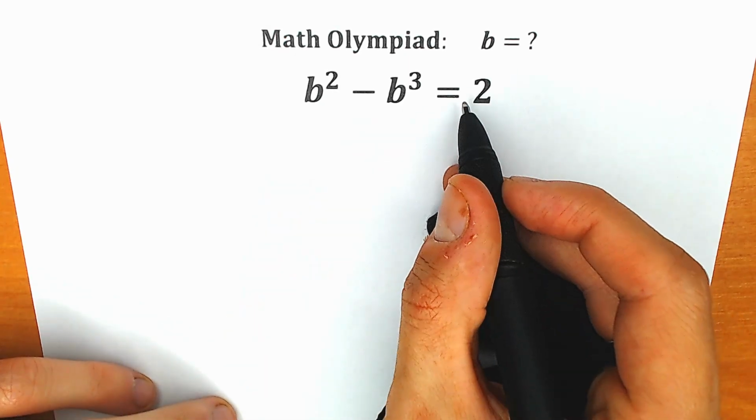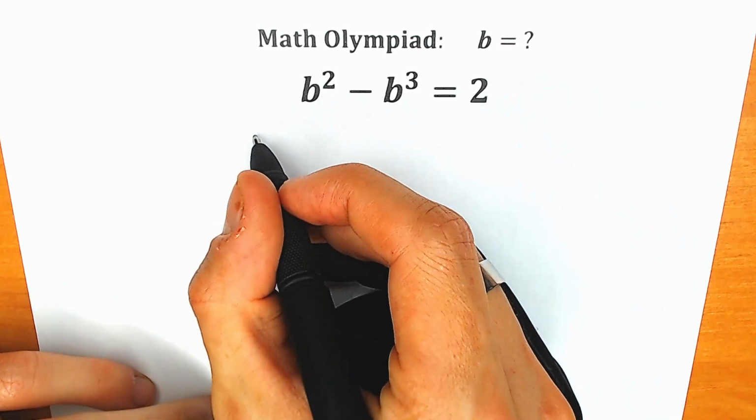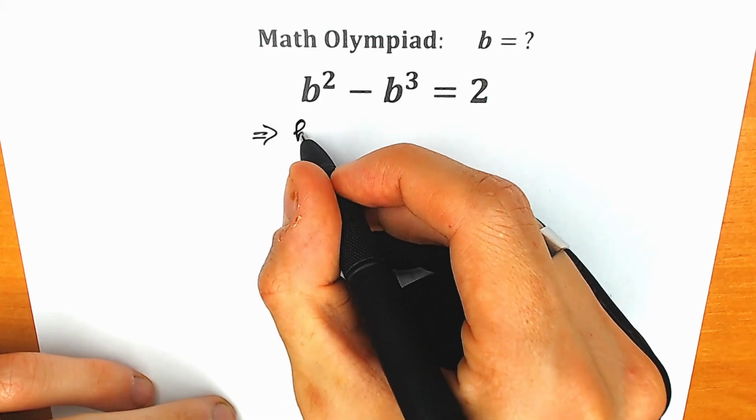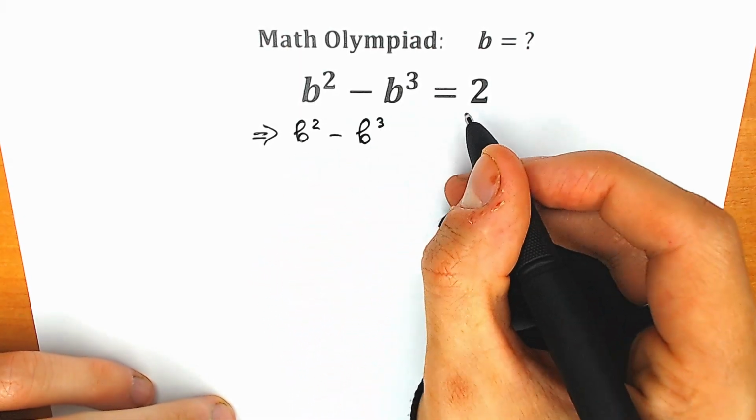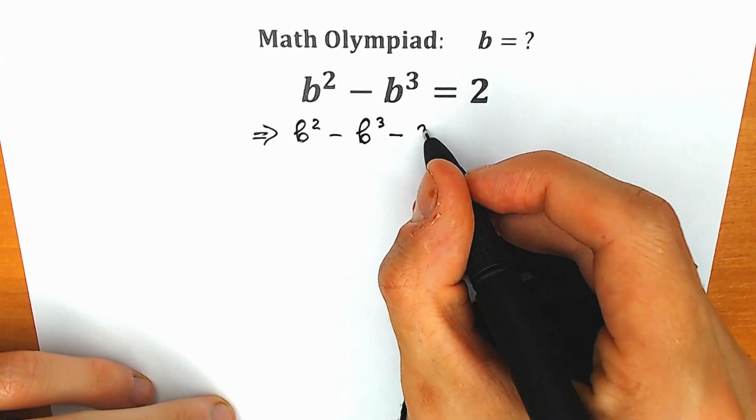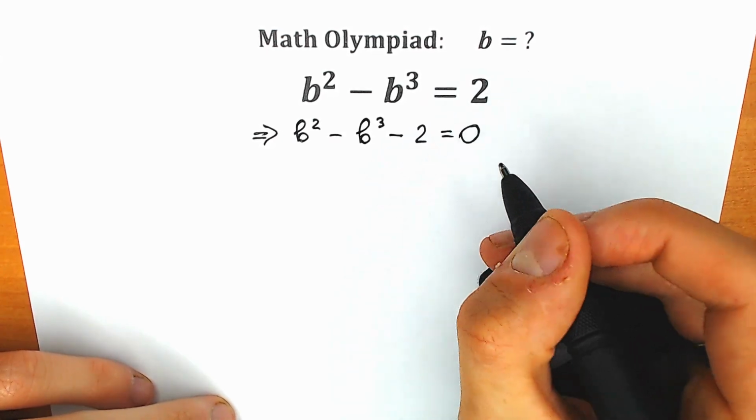So first of all, let's subtract 2 from both sides. This is our first step, so let's do it. We have b squared, the same beginning, b squared minus b cubed, and we have minus 2. We subtract 2 from both sides: minus 2 and equal to 0.